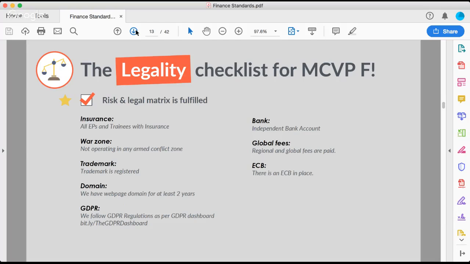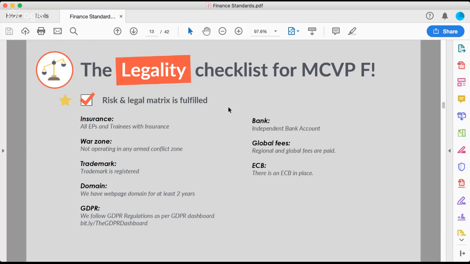Yes, the risk and legal matrix is fulfilled. Here you can find different points that you need to have as an organization to make sure that we are not running any risks. So first of all, insurance. Make sure that all EPs and trainees have insurance. This is also in the exchange standards. Warzone is luckily at the moment not a case in Austria. Trademark domain, not a problem.